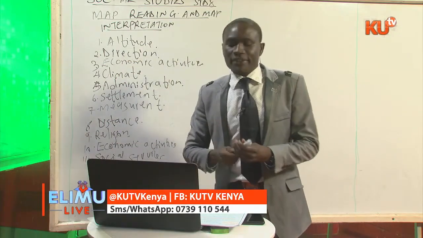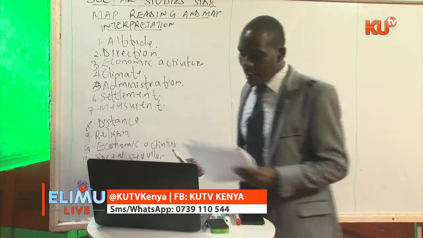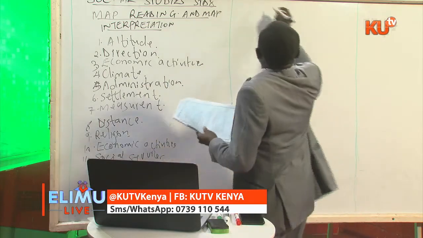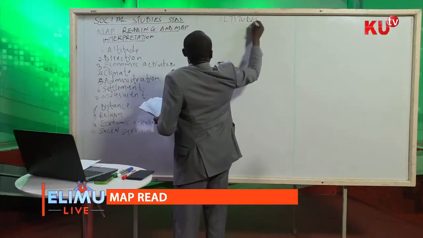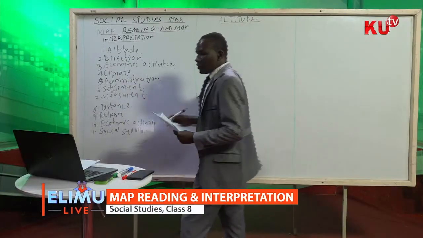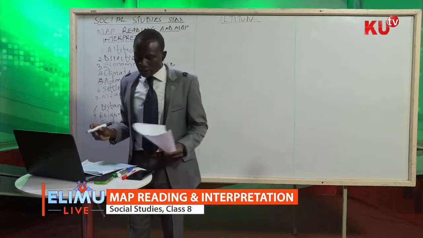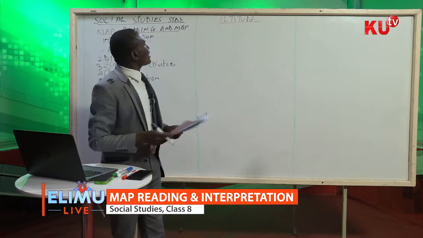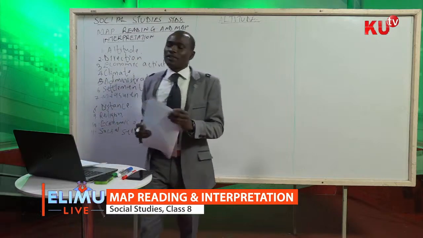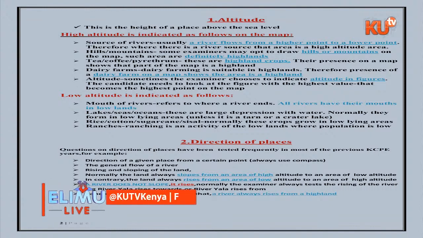We will be looking at all of them one by one, to see what you are supposed to know about each area. Let us start with altitude. Before we look at this, I will also be drawing a map on the screen for you to see what we are talking about. So what is altitude? On a map, altitude is the height above sea level.